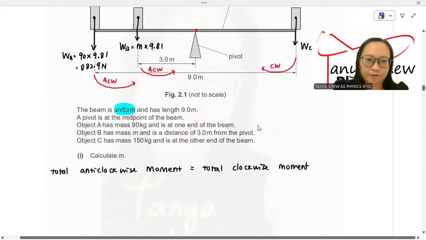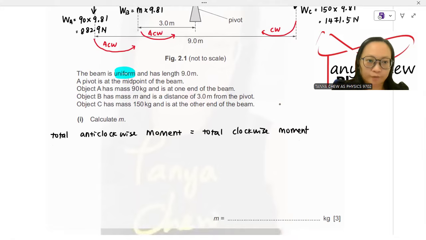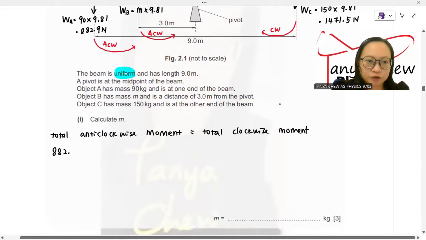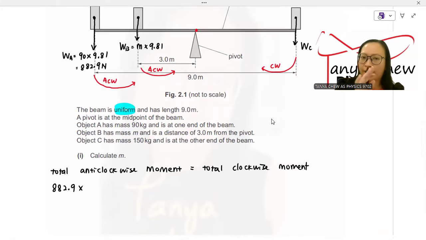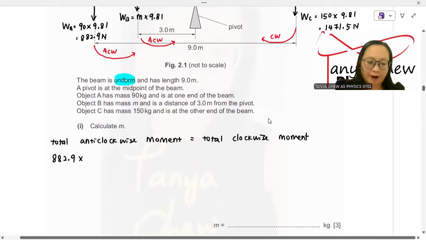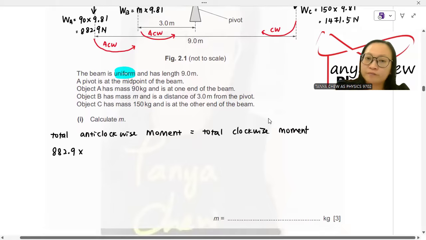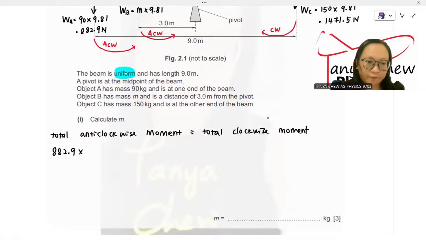Anti-clockwise moment, I start with A first: the weight of A, or the gravitational force of A, times the perpendicular distance between A and the pivot. Since object A is placed at one end, and remember the beam is uniform, the distance from one end to the pivot is 4.5 meters. How do I get 4.5 meters again? I take 9 divided by 2. So 4.5 meters.